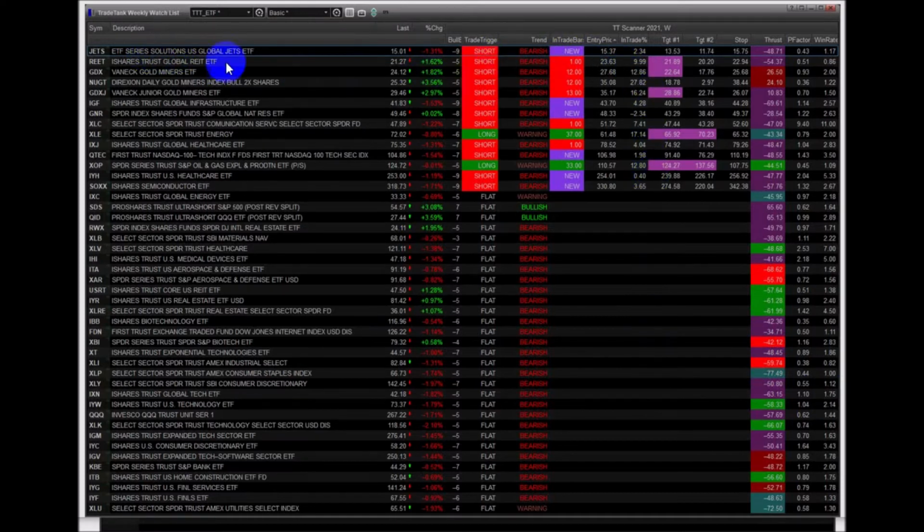I'm sorting them differently. I'm sorting all the new triggers up here, and this way we can see them all together. They are sorted by entry price from smallest to largest in most cases, but I'm trying to coordinate this so you guys can see what's going on. In this case, this is our regular TTScanner Hotlist weekly, and you can see we have a number of short triggers.